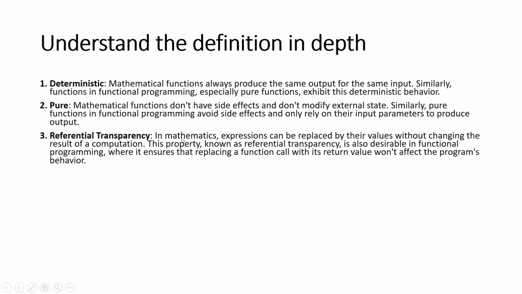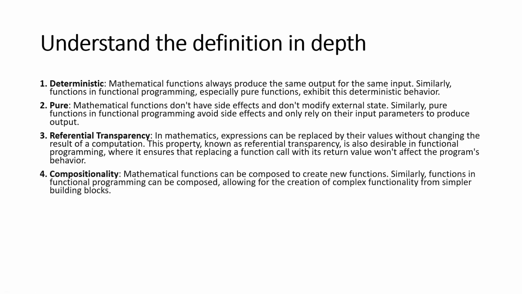Referential transparency. In mathematics, expressions can be easily replaced by their values without changing the result of computation, right? So for the same input, always the same output. So we can easily replace the expressions with their output values, right? This property is known as referential transparency, and it is also desirable in functional programming, where it ensures that replacing a function call with its return value won't affect the program's behavior. This is what is important.